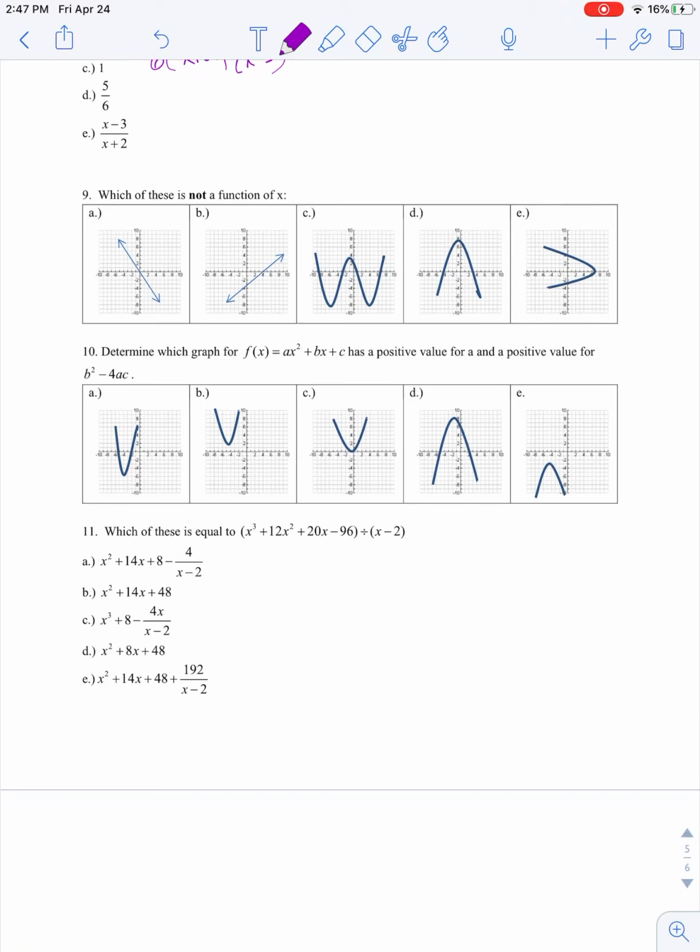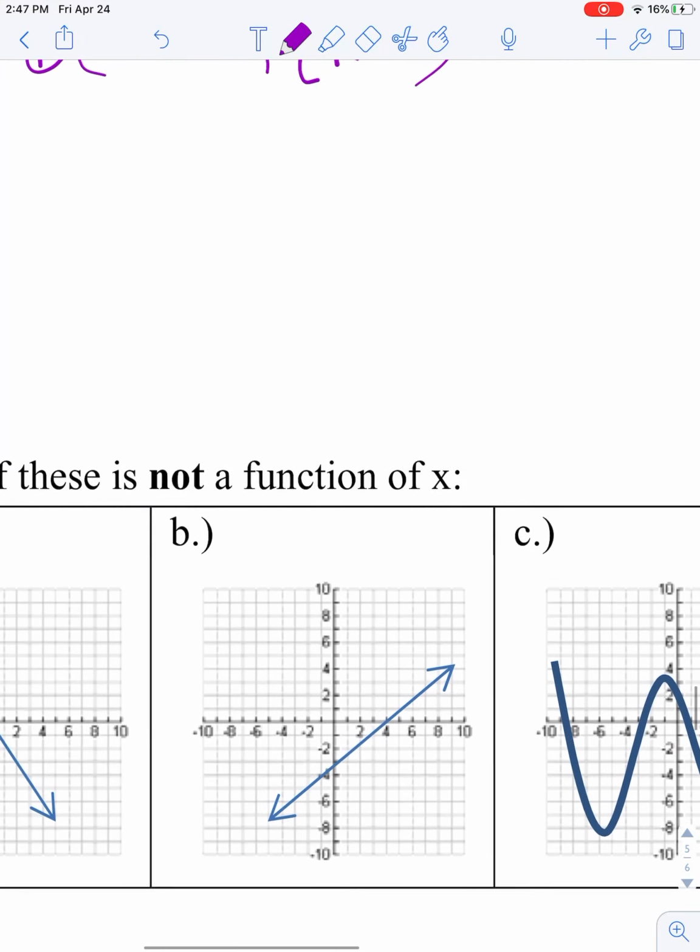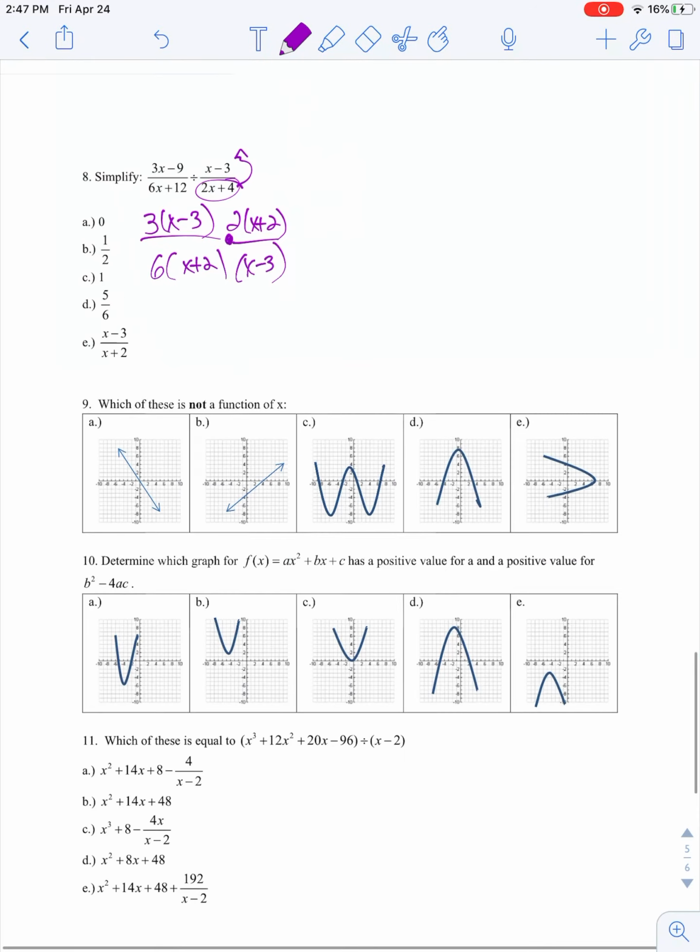Number 9, which is not a function, essentially it's saying which one does not pass the vertical line test. So the only one that's not going to pass the vertical line test is over here. So E is the answer. That is not a function.